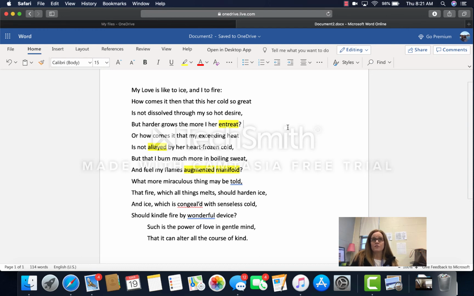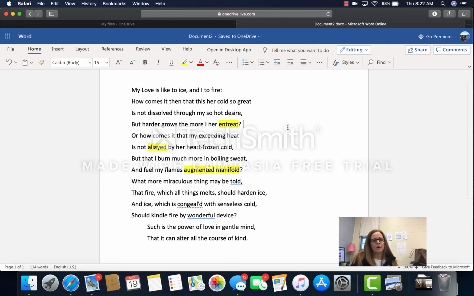So kindle means to start. If you've ever started a fire in a fire pit or on your property, you know that when you kindle fire, you start a fire, okay? And so he's saying, an ice which is congealed with senseless cold should kindle fire by wonderful device. He's saying instead her coldness just gets his fire going even stronger, okay? It just doesn't make sense. He's saying that he is so unnaturally caught up in her that things that should make sense aren't happening, okay?